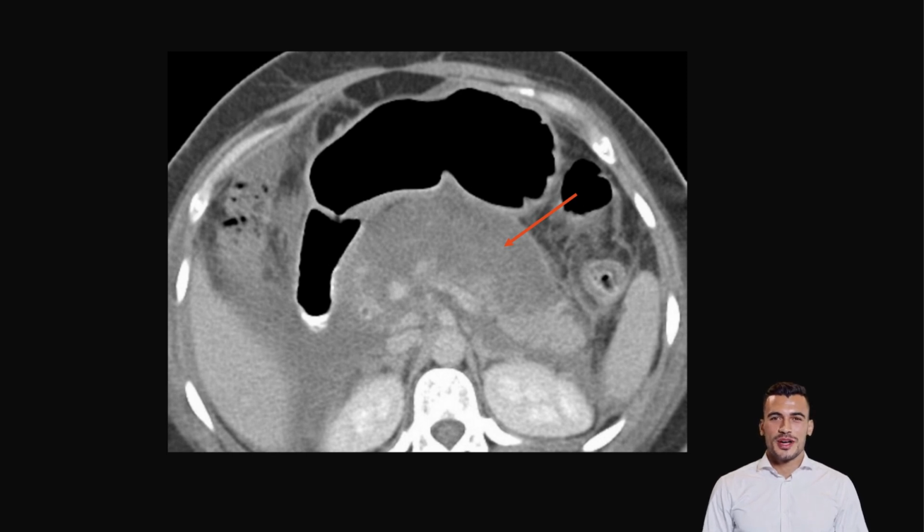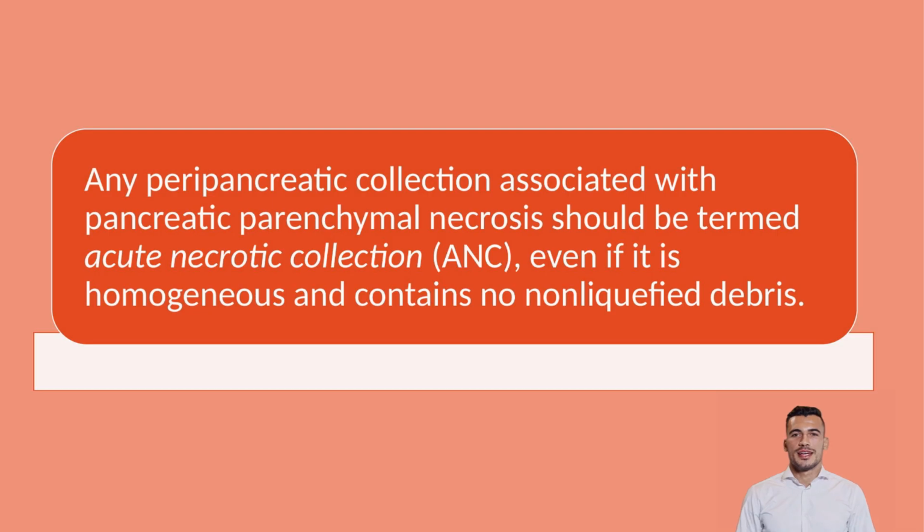Is it an acute peripancreatic fluid collection or a necrotic collection? We can see that the fluid is homogeneous, no solid debris is seen, nor any fat contents. But we can see that the pancreas is necrotic. Loss of pancreatic parenchyma is seen in the mid-body region, and therefore we would call it an acute necrotic collection. So the takeaway is that any peripancreatic collection associated with pancreatic parenchymal necrosis should be termed an acute necrotic collection, even if it is homogeneous and contains no non-liquefied debris.